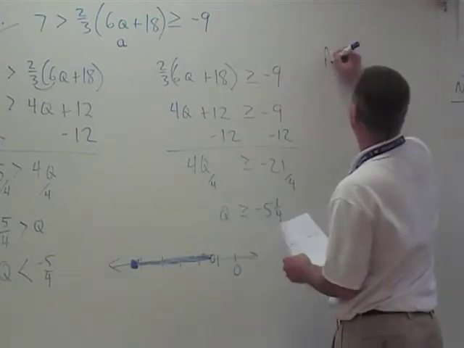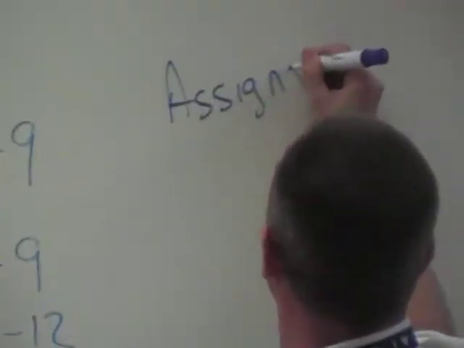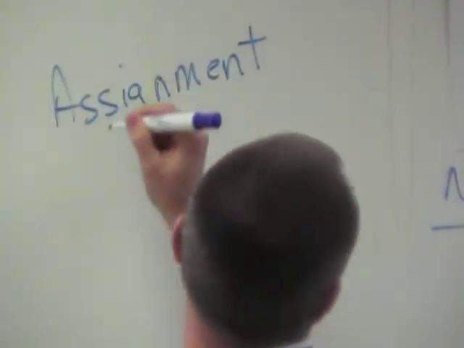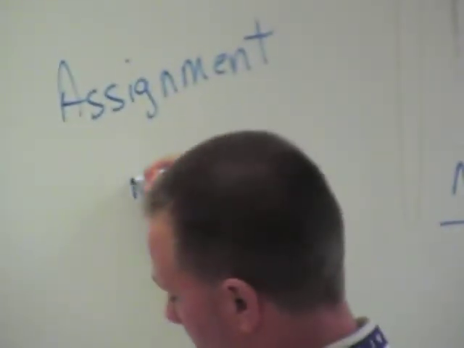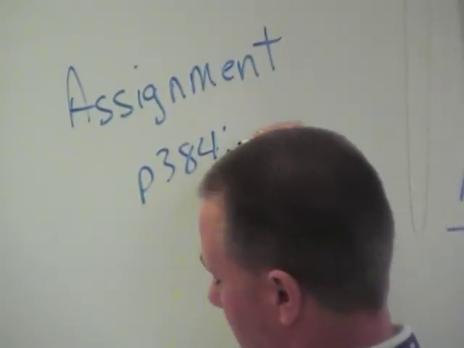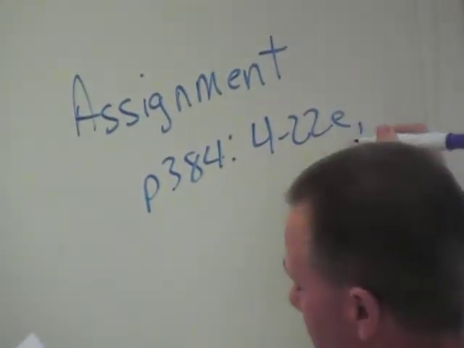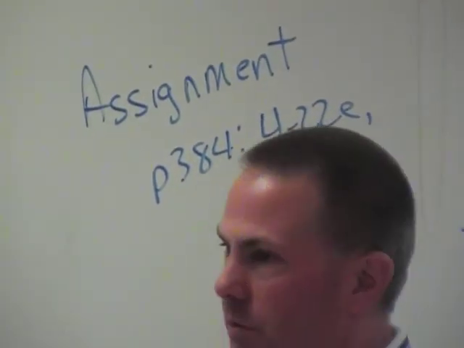Assignment. Way back here. Oh, boy. Let's get this done. You got 12 minutes. You ought to be able to get this done. Page 384, 4 to 22 evens. And the mixed review, all.